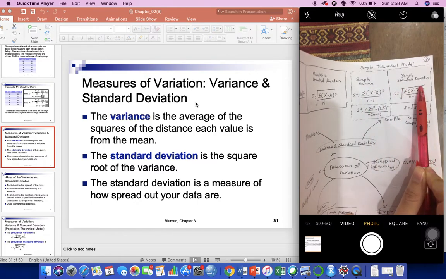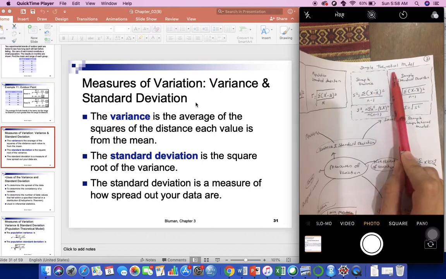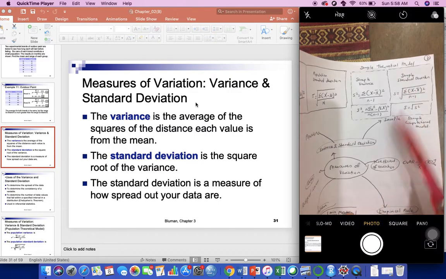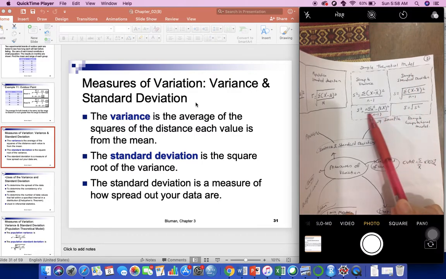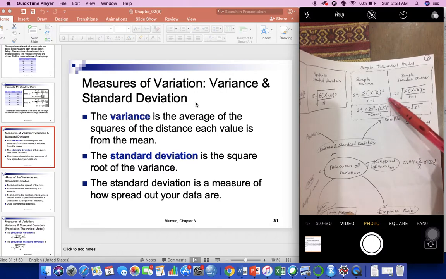But for sample variance, we have two different things. We have the sample theoretical model, and the lower one is the sample computational model. So you can see the difference between these two sample variance formulas. This one is for the theoretical model, this one is for the computational model. For standard deviation, this one is for the theoretical model, this one is for the computational model.